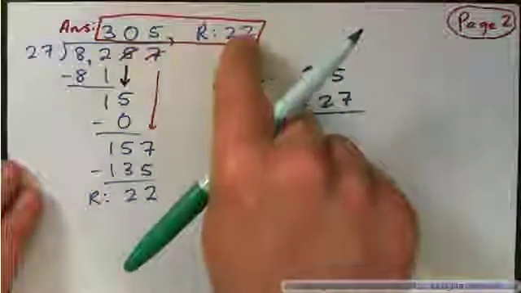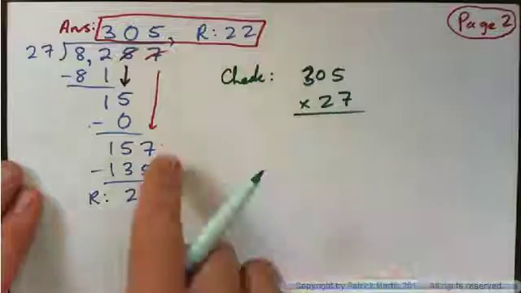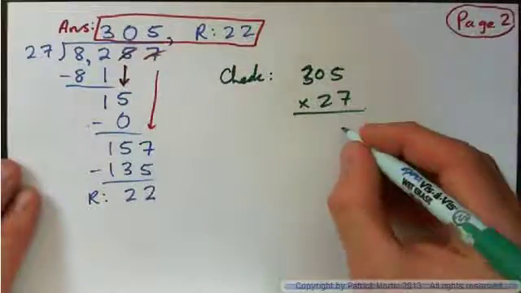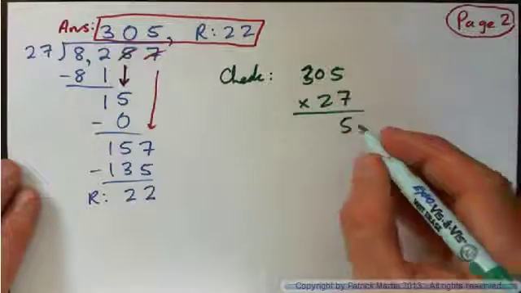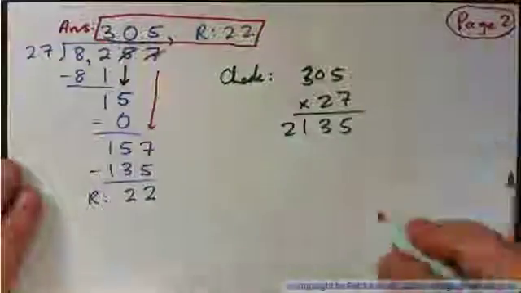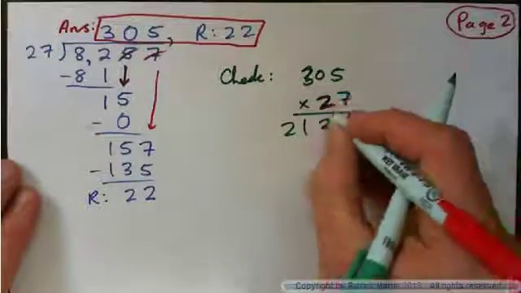And then add the 22 onto this answer, and we should get 8,257. So let's see. 7 times 5, 35, carry 3. 7 times 0 is 0 and 3, 35. 7 times 3, 21. Then put down a 0 and multiply by 2, or 20.